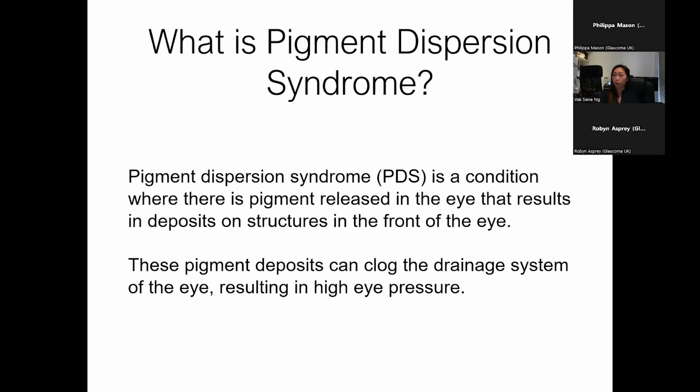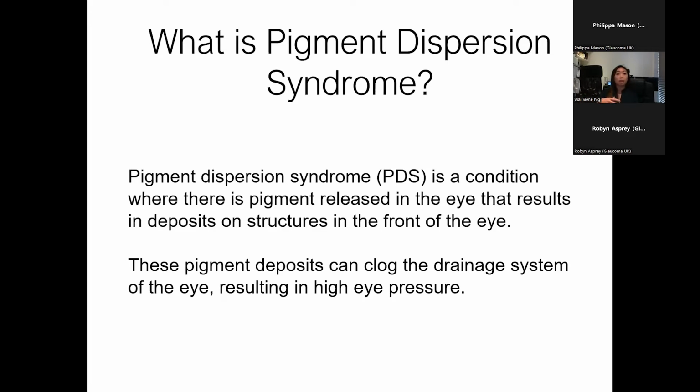So let's start off with what is pigment dispersion syndrome? PDS is a clinical diagnosis whereby pigment is excessively released from within the eye, resulting in the deposition of this pigment all over the front structures of the eye, or the front house, I call it. And one of these structures is the drainage system, or what we like to call the trabecular meshwork. You might have heard this word come up in clinics or in glaucoma literature. It just basically means the drains of the eyes.